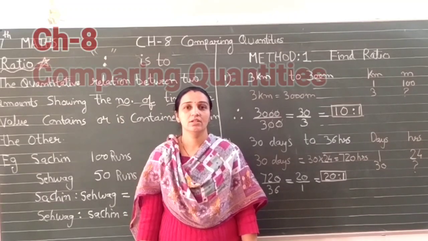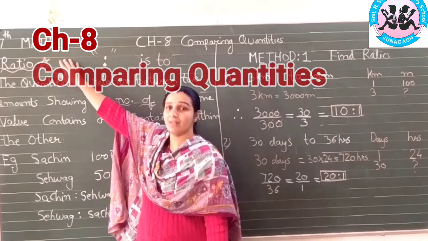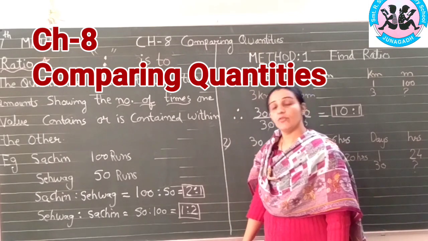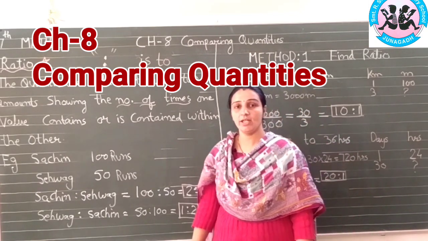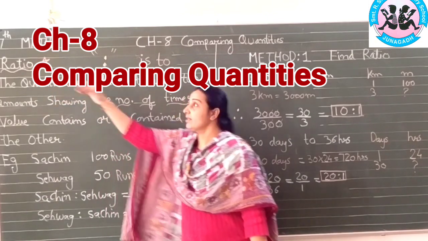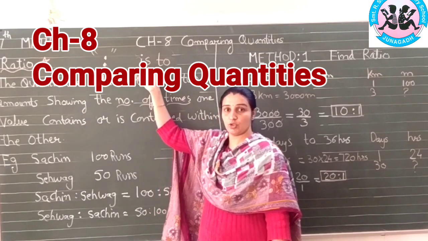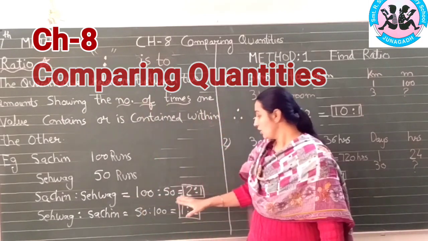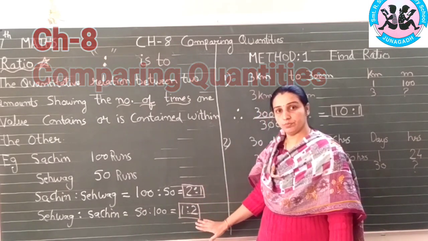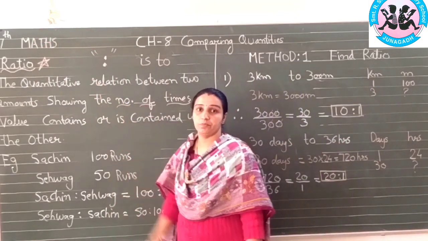Hello students, today we will start with Standard 7 Maths Chapter 8 Comparing Quantities. The first topic in comparing quantity is ratio. Ratio is denoted by the symbol like this and is read as "is to". Say 2:1 or 1:2.